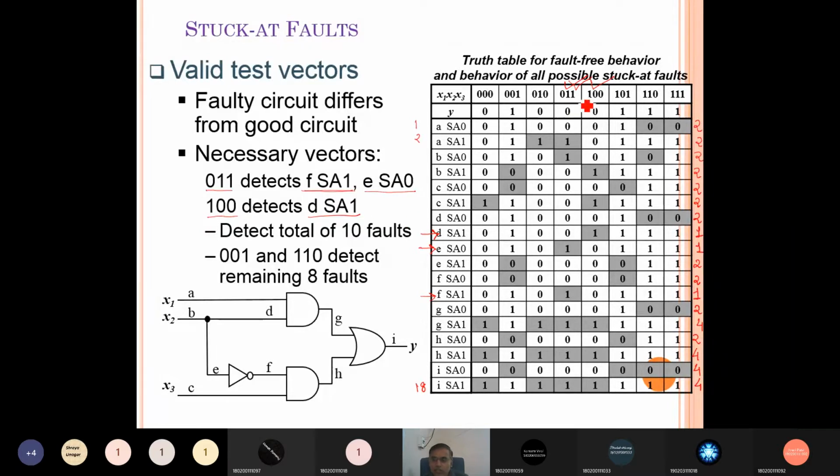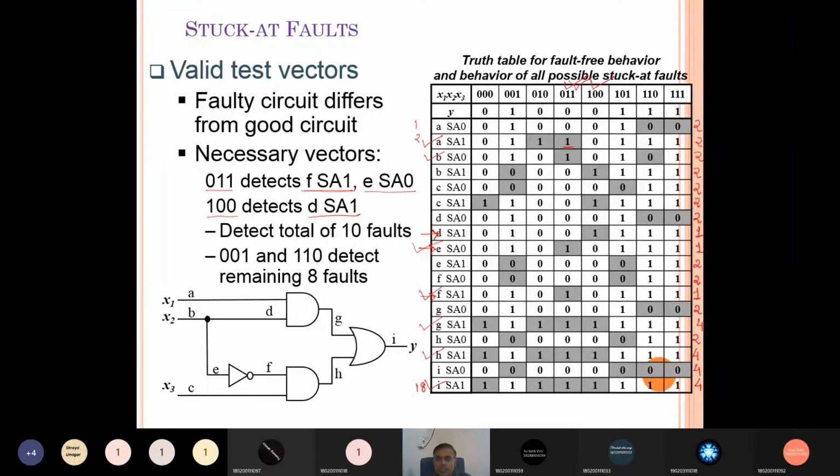Now once we select these combinations, we have to tick mark those fault lines which this combination can detect, right? So once we select 011, you can see 011 can detect this because this output is different. 011 can detect also B stuck at 0. 011 can detect the E stuck at 0. 011 can detect the F stuck at 1. 011 can detect the G stuck at 1. And 011 can detect the H stuck at 1. 011 can detect the I stuck at 1.